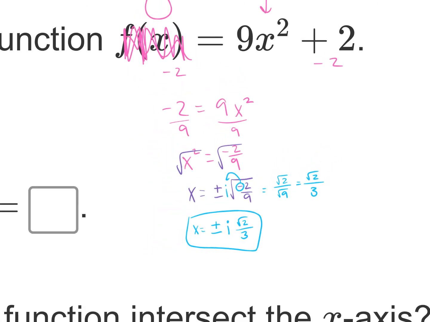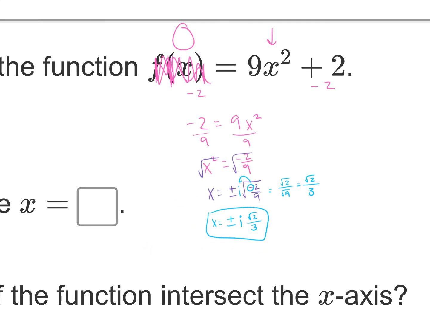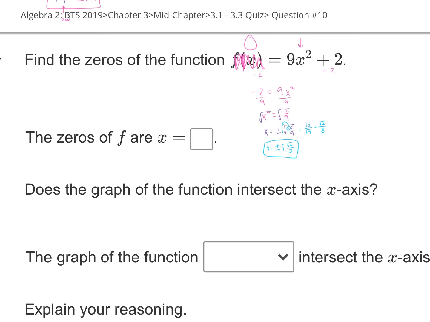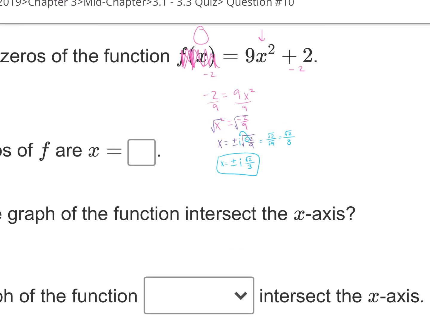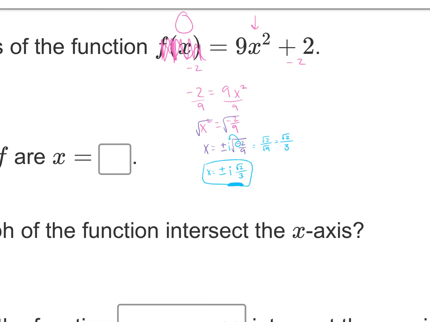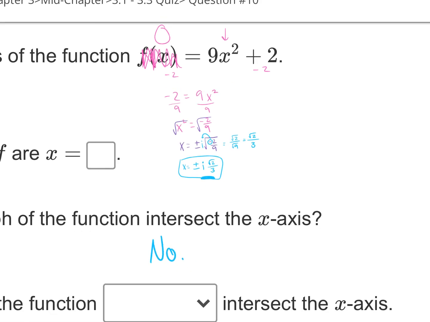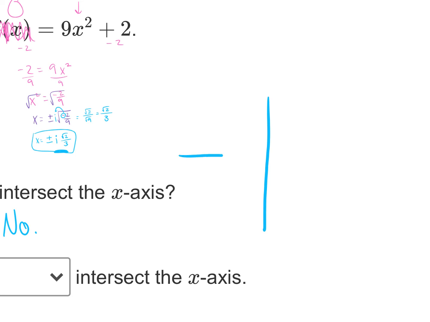Is this a real solution or an imaginary solution? Imaginary, because I have an i in it. So looking at the next question, does the graph of the function intersect the x-axis? Why not? Because it's imaginary. Because it's an imaginary number, it does not intersect the x-axis. So if I graphed this, it looks something like this probably. It's not crossing the x-axis, yeah. And it'll never cross the x-axis. That's why our solutions here are imaginary.